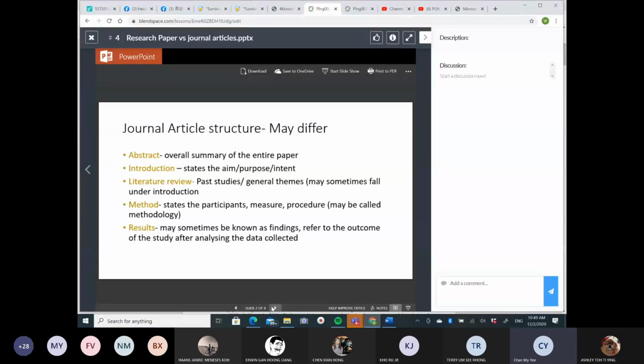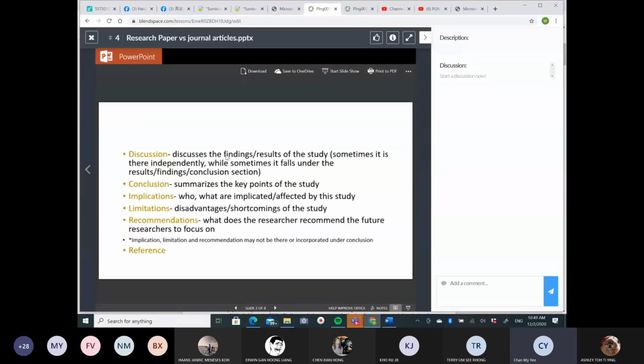All right. And then we have discussion. It discusses the findings and results of the study. Sometimes it's there independently, while sometimes it falls under the results, findings, or conclusion section. So you read properly to identify it. So discussion, sometimes they incorporate it under certain sections. Sometimes it is there, so you need to read carefully. And then the next section is conclusion. It summarizes the key points of the study. Sometimes it's there, sometimes it's not there. The same with implications, limitations, and recommendations.